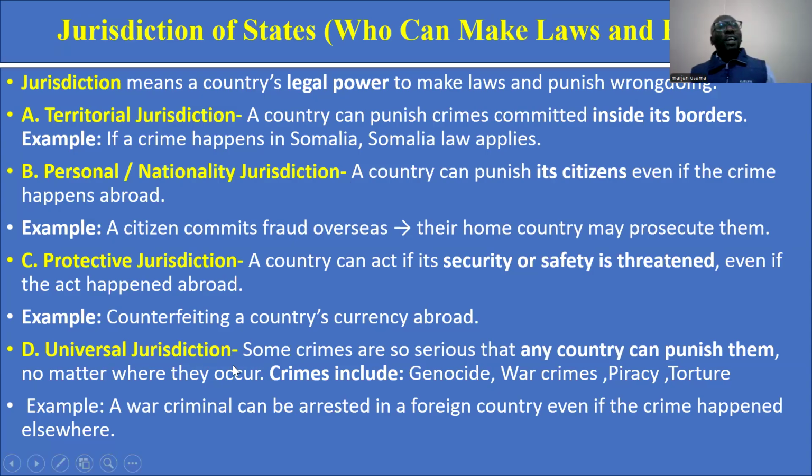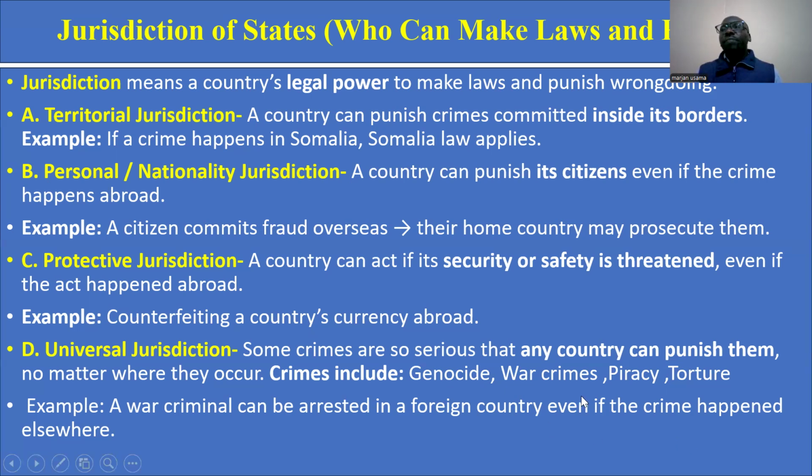Then lastly, universal jurisdiction. Some crimes are so serious that any country can punish them, no matter where they occur. There are some crimes that anybody can punish. It does not matter where you do it. It does not matter the territorial jurisdiction, the personal, it doesn't matter. For example, genocide, like what is happening in Sudan. Hemeti and the Rapid Support Forces can be punished anyway. If they go to some country, they can be arrested.